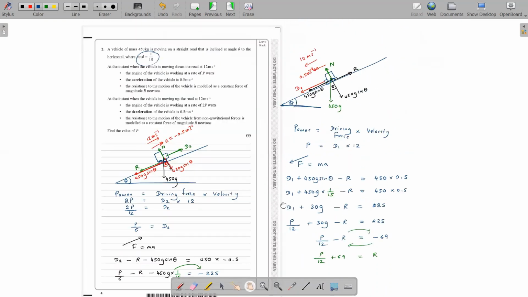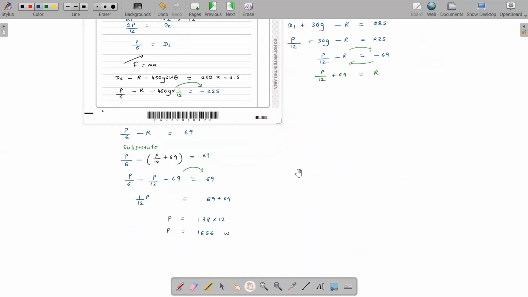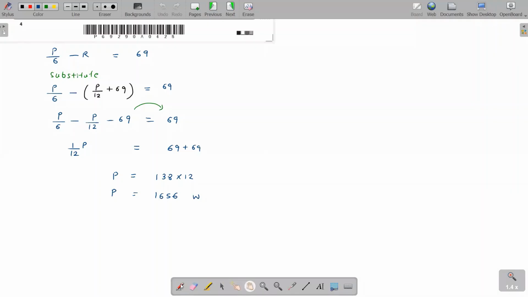So they're asking you to find the value of P, right? This is the value of P in watts. You could also leave your answer to 2SF or 3SF, because that's something they normally ask you to do in the paper when you give a numerical answer. They would tell you to give your answer in 3SF. So we can write the answer as 1660 watts, or in other words, you could leave your answer as 1.66 kilowatts when you divide by 1000. All of these answers are okay.